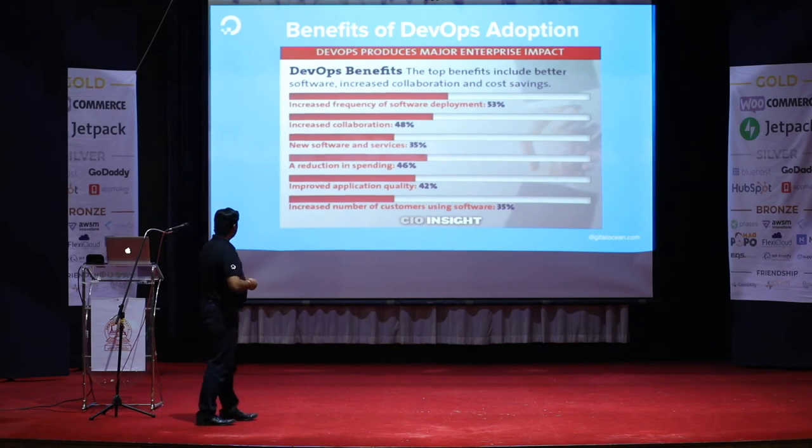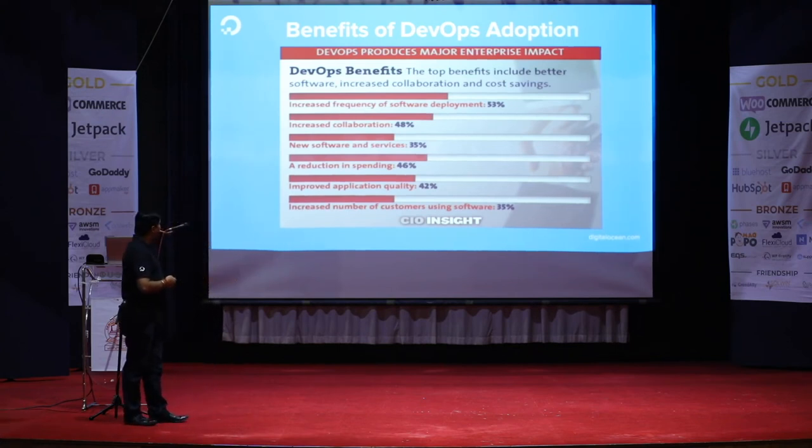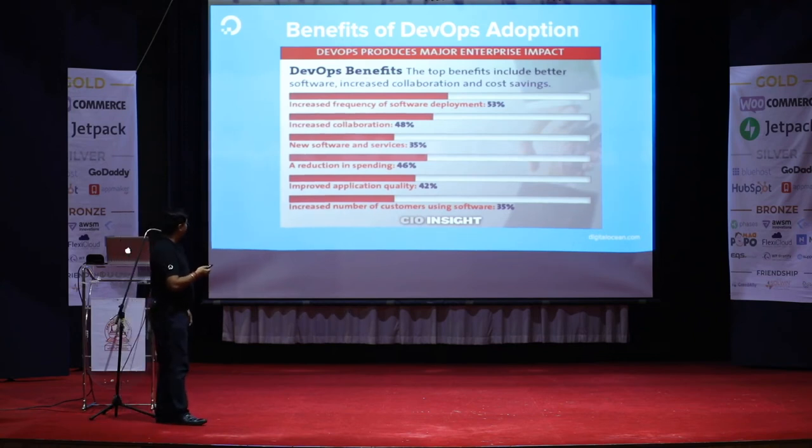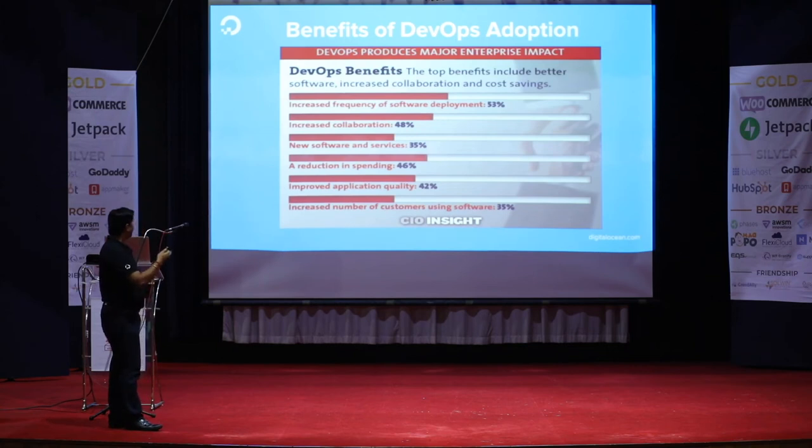So this is CIO Insight data that I've got. I think this is a bit one year old, 2018 data. So the benefits for organizations that have implemented DevOps are underlined. Increased frequency of software deployment, 53%. So more than 50% of organizations feel their frequency of software deployment has improved. Correct. Increased collaboration, 48%. New software services, 35%.